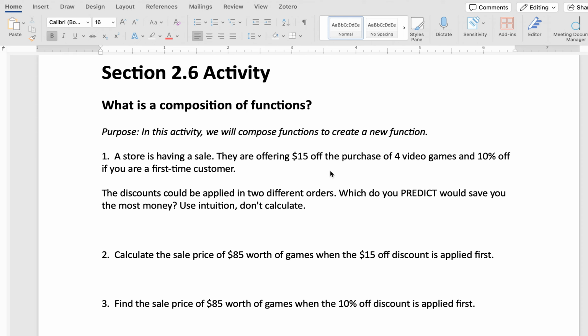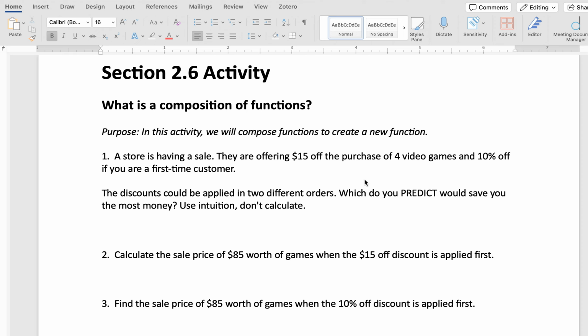The discounts could be applied in two different orders. We could do the $15 off first and then take 10% off the remaining price. Or we could do the 10% off first and then take $15 off the remaining price. Which do you predict would save you the most money? So you might think that it doesn't matter what order we apply the coupons, but it actually does.